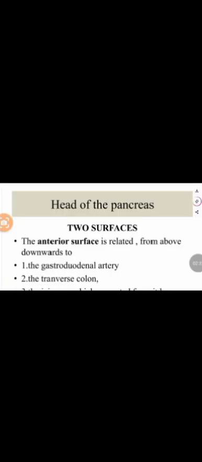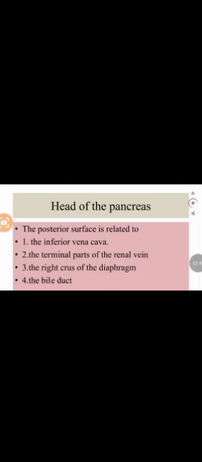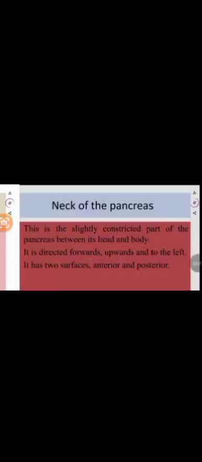The head of the pancreas has two surfaces, anterior surface and posterior surface. Anterior surface is related from above downward to the gastroduodenal artery, the transverse colon, and the jejunum, which is separated from it by the peritoneum. The posterior surface is related to the inferior vena cava, terminal part of the renal vein, right crus of the diaphragm, then the bile duct.